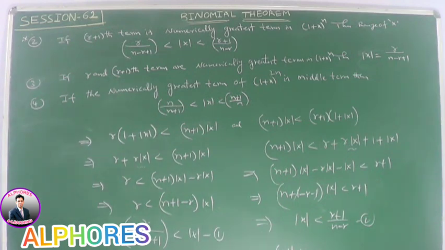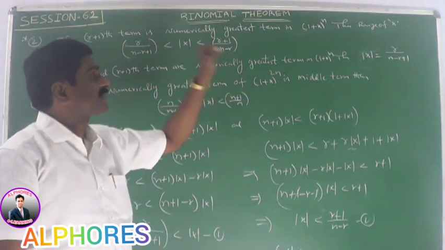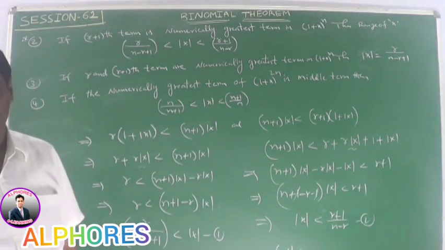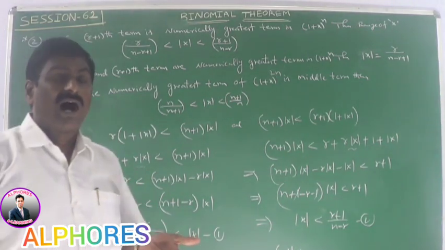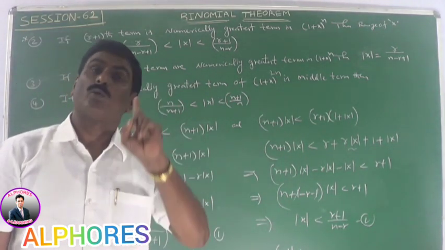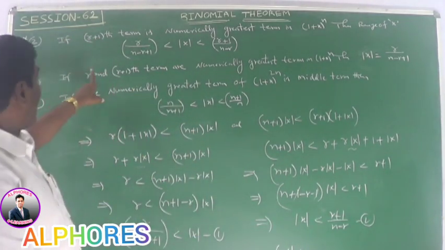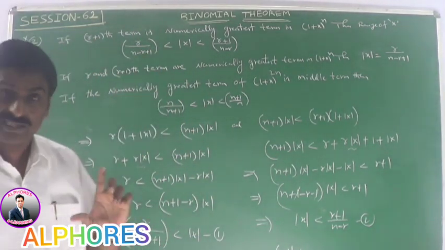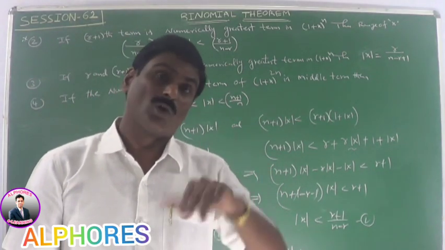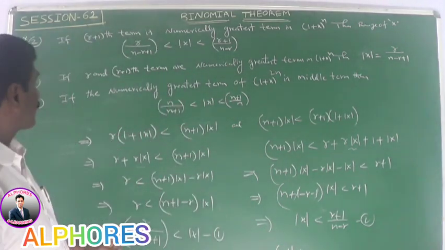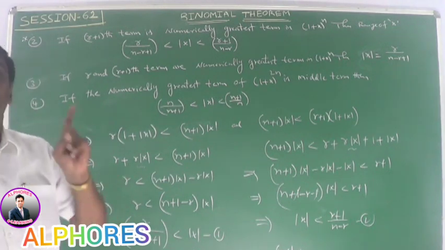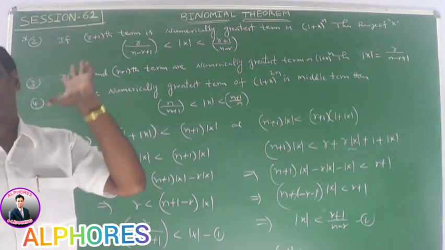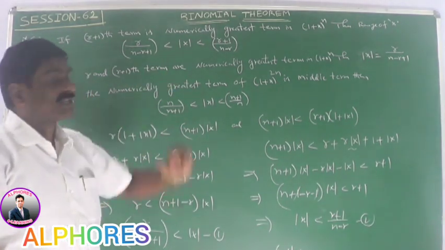Next, third one. If r and r plus 1 terms are numerically greatest terms in (1 plus x) whole power n, then what is the range of x? In the previous case, the r plus 1 term is the numerically greatest term. That means we get only one term. But in this case, r and r plus 1 terms are numerically greatest terms. That means we get two greatest terms. That means (n plus 1) into mod x by (1 plus mod x) must be an integer. Then only we get two numerically greatest terms.